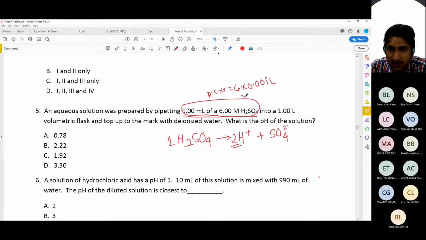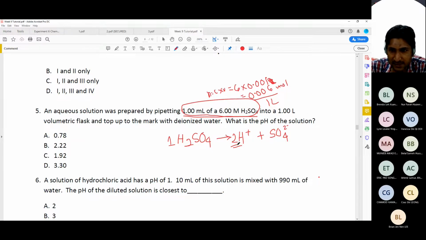So this is 0.006. Right? This is 0.006. So 0.006 means in 1 liter, sorry, it's not liter. So 0.006 moles in 1 liter, that means 0.006 molar of the solution. Now, the new concentration in 1 liter becomes 0.006 molar.